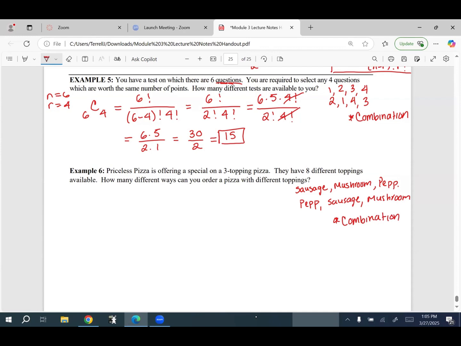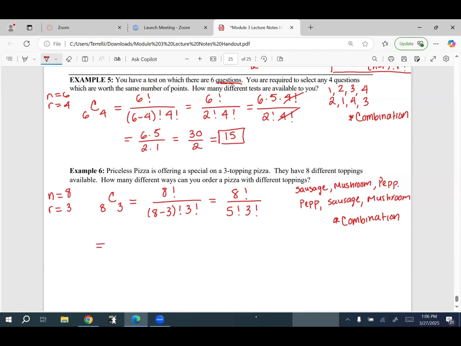So let's determine our N. Our N would be the total amount of toppings. There are 8 different toppings available. We are only selecting 3, which would make 3 our R. So 8C3. And this is 8 factorial over 8 minus 3 factorial times 3 factorial. So I have 8 factorial over 8 minus 3 is 5 factorial, 3 factorial.